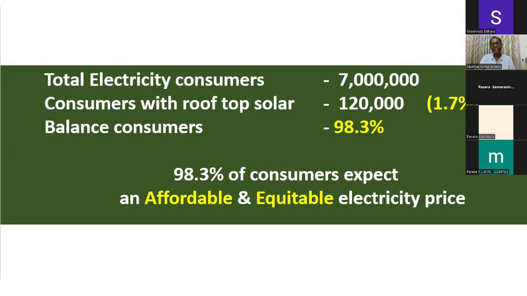I have a solar system in my home, so I am very happy. I don't get a bill, I get only the fixed charge, about 400 to 500 rupees. I am a consumer of the LECO system. I don't know whether my neighbors are happy about their electricity bill, because most of my neighbors are in this category, the 98.3%. So the 98.3% of consumers expect an affordable and equitable electricity price.